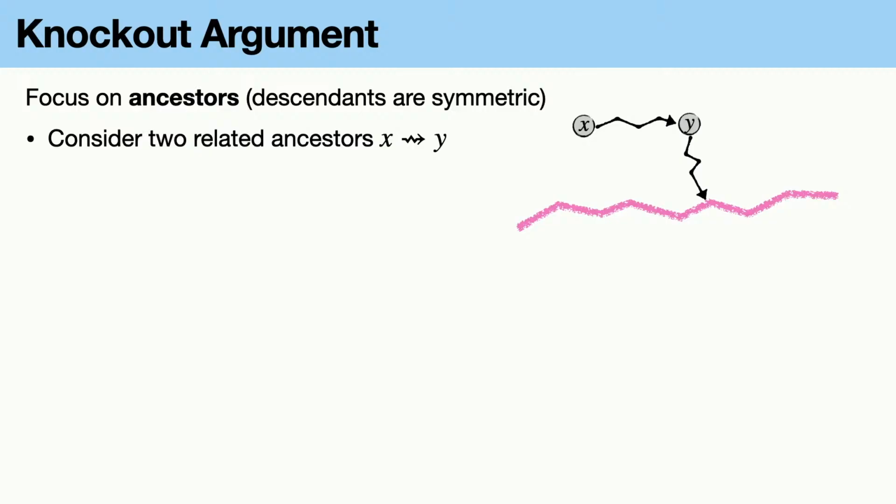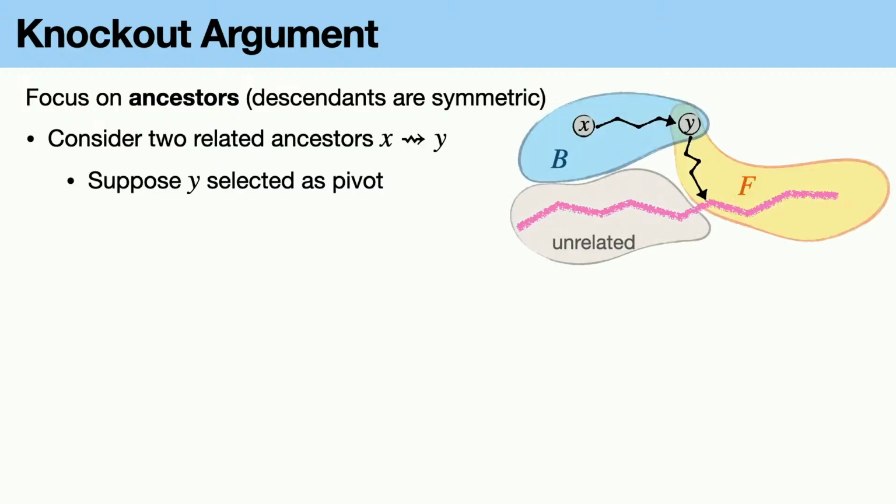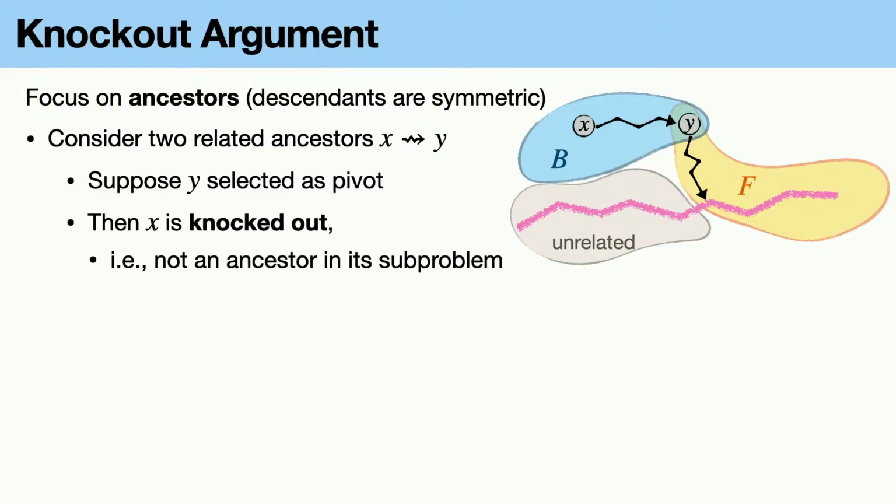So the first case is that these 2 ancestors are related to each other in some way. So I'll make X the one that can reach Y. Okay. So let's suppose that we chose Y as the pivot. We would do this sort of partition. X would end up in the backward subproblem. None of the path would be related, or would be in the backward subproblem. So X is no longer an ancestor once we do this partition. So I would say that X is knocked out. Okay, so that's one case.